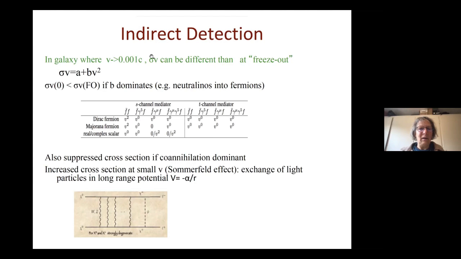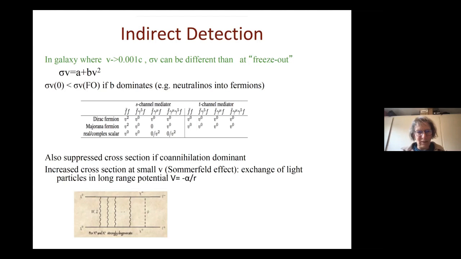If you make a decomposition of sigma V in terms of A plus B V squared plus other terms that depend on V fourth, et cetera, you can see that it's possible that at very small, basically zero velocity, you can have a sigma V which is smaller than sigma V at freeze out, if the B term dominates in this annihilation process. For example, for neutrino annihilation into fermions, it is the B term that dominates. So for indirect detection you can have a weaker cross-section than 3 × 10⁻²⁶.